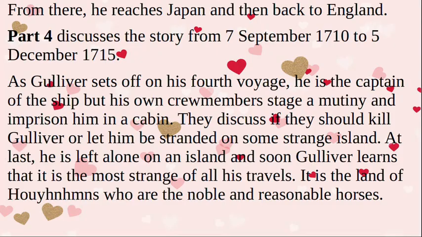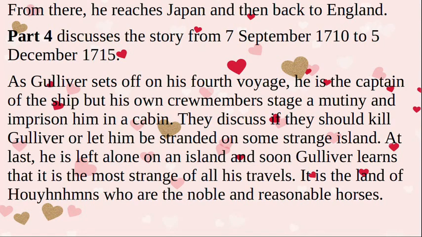Part 4 discusses the story from 7 September 1710 to December 1715. As Gulliver sets off on his fourth voyage, he is the captain of the ship, but his own crew members stage a mutiny and imprison him in a cabin. They discuss whether they should kill Gulliver or let him be stranded on some strange island.